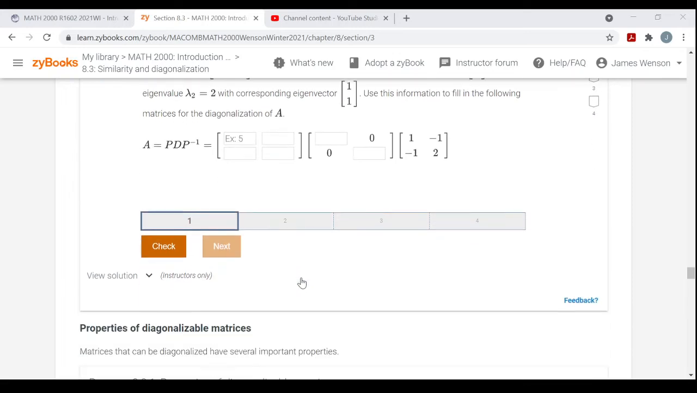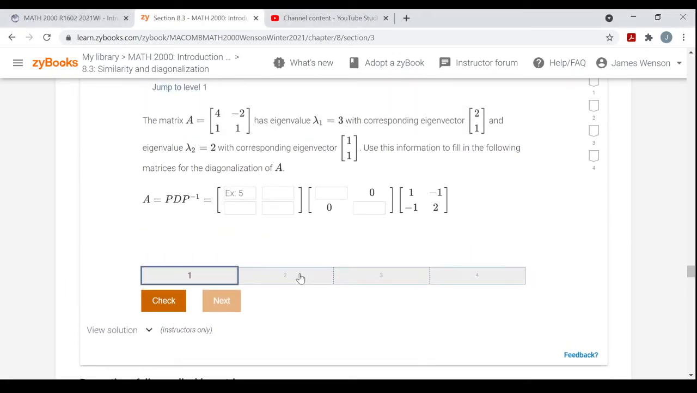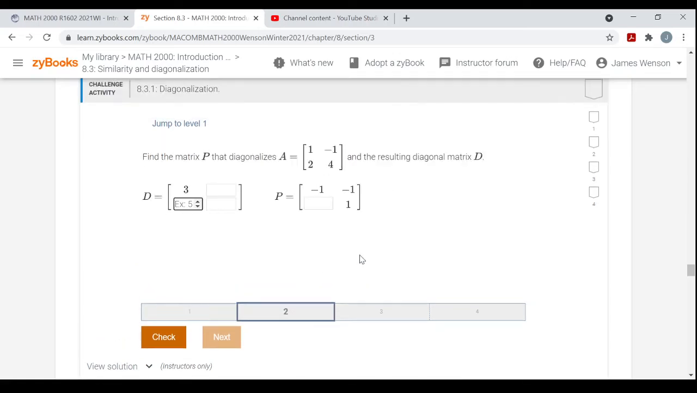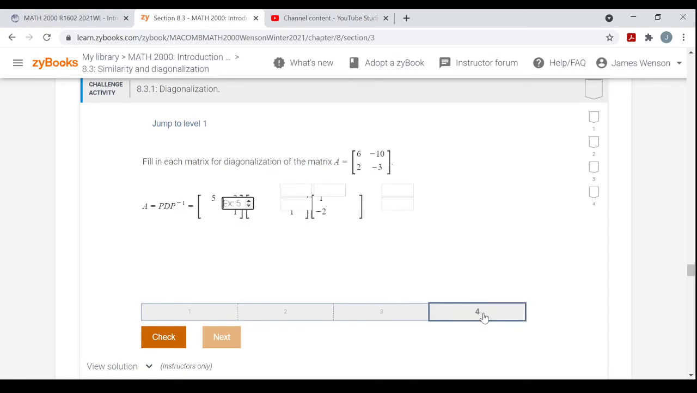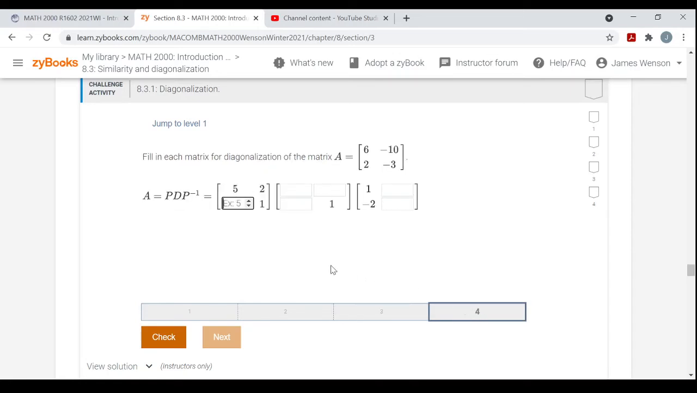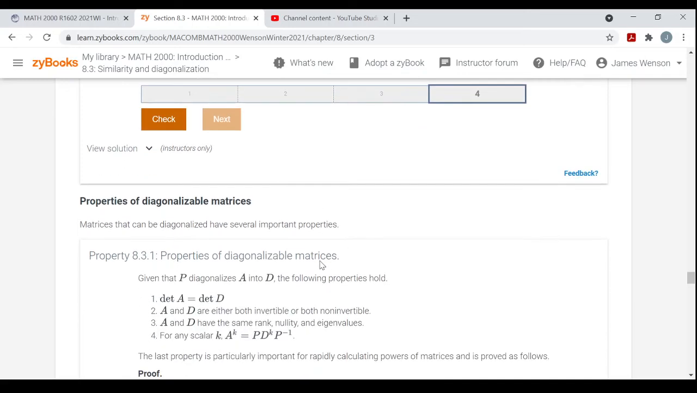All right, let me see if there are any 3 by 3 examples. Here's another 2 by 2. Another 2 by 2. Another 2 by 2. Okay, so maybe we'll get to a 3 by 3 eventually.